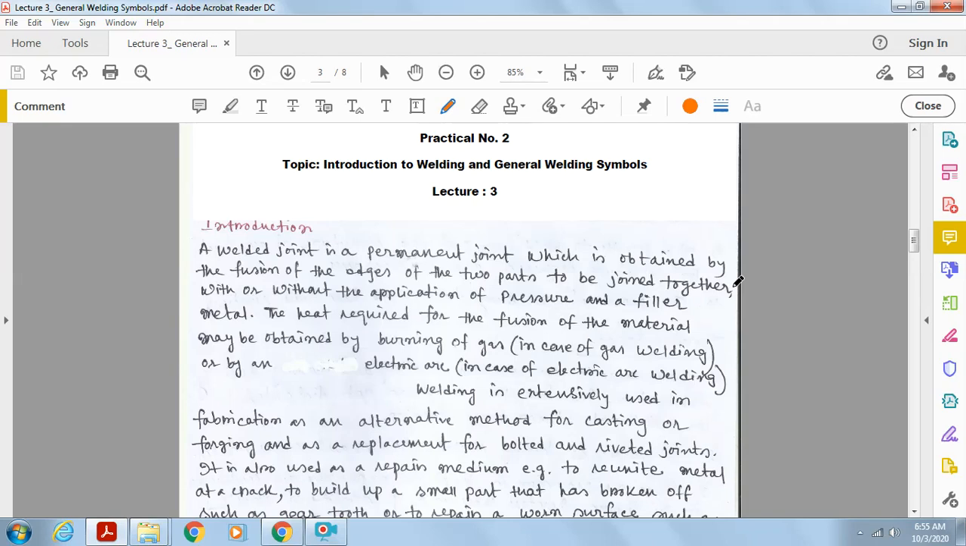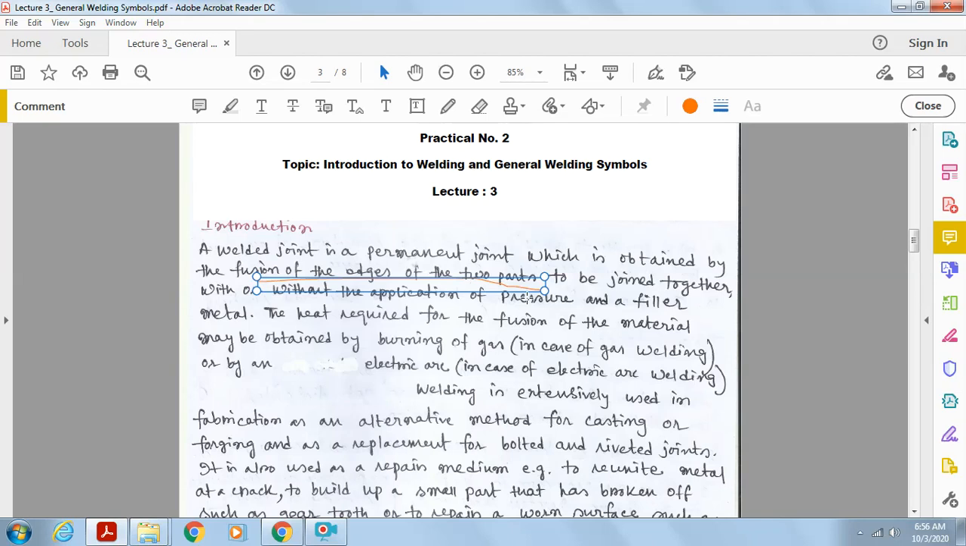A welding joint is basically a permanent joint. Once the joint is made, it is not possible to break it, so it is called a permanent joint. It is obtained by fusion of the edges of the two parts. That means you are applying some heat, and when the temperature rises above the melting point of the parent metal, the parent metals come to the molten stage.